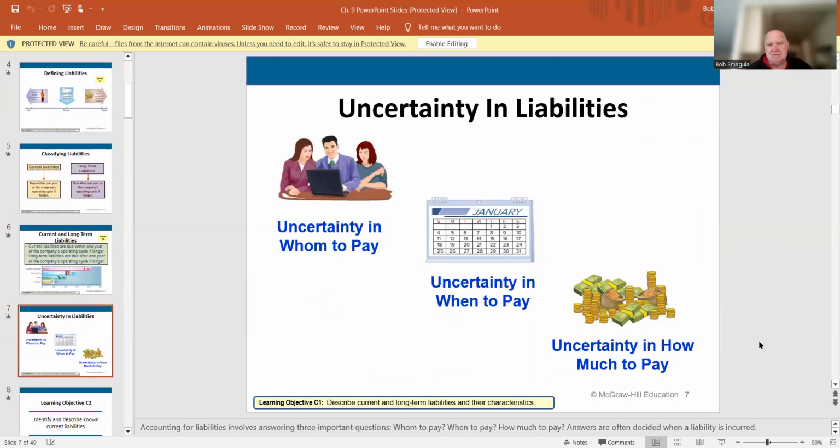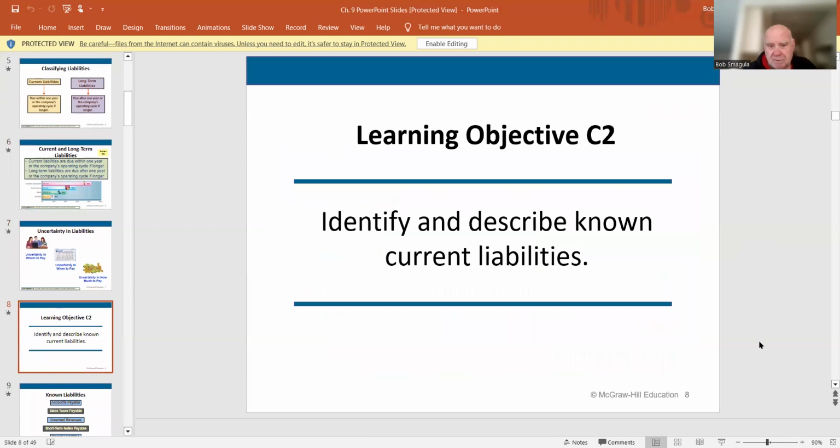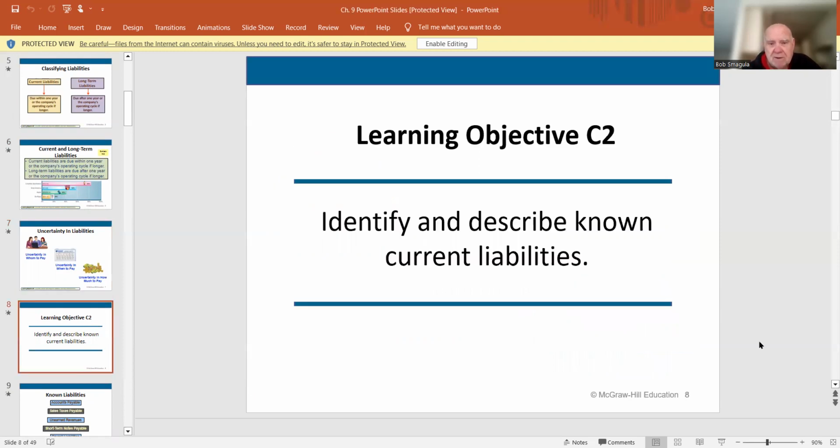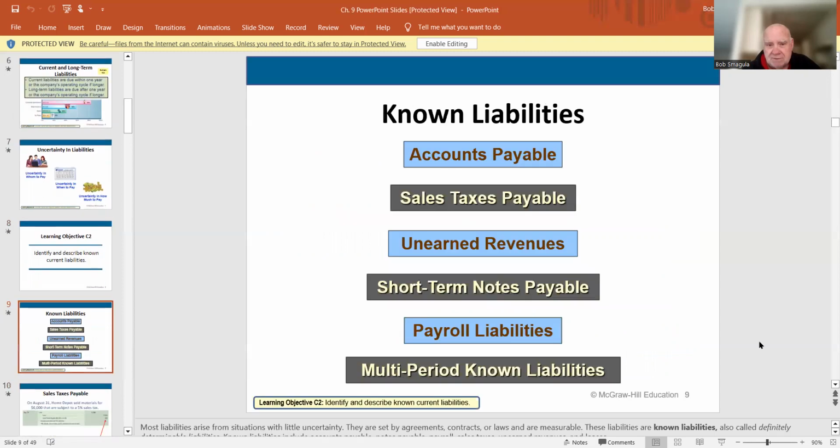Uncertainty and liabilities. I think we're going to talk now about some contingent liabilities. Sometimes somebody is not able to pay and is uncertain if they're going to pay or how much. That requires some accounting work.